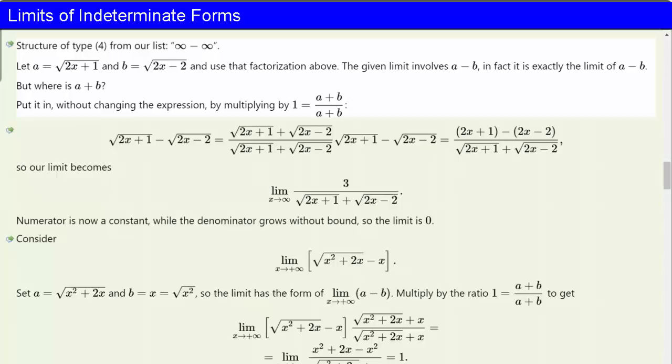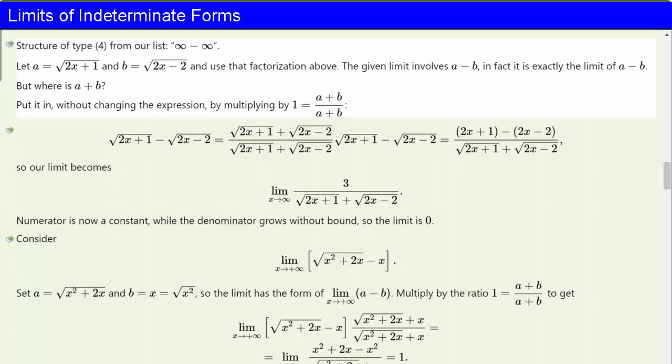The trick here is to let a be the square root of 2x plus 1 and b be the square root of 2x minus 2. And then use that factorization you tucked away in your memory. Now it's fair for you to comment that the given limit involves a minus b. In fact, it is exactly the limit of a minus b. But where is a plus b? The fact is it's not there.